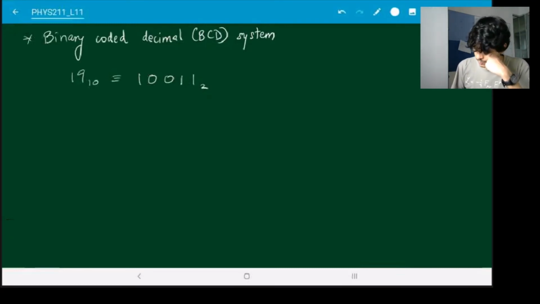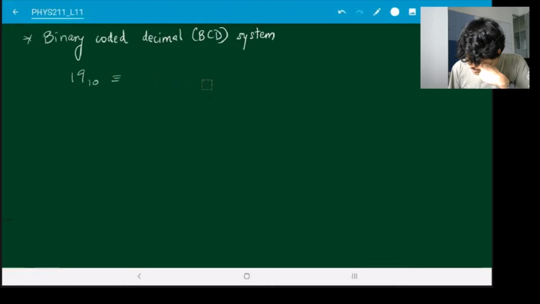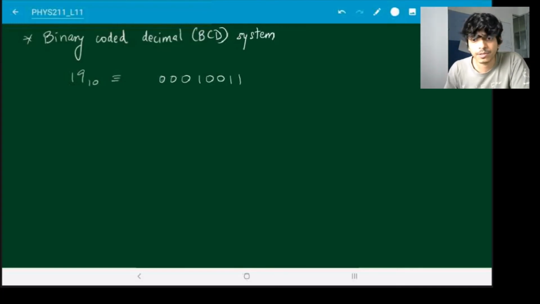Or if you allow me, I will break these into 16, 8, 4, 2, 1, and I'm just going to put some zeros in front of it because that shouldn't really matter, right? Basically what I'm trying to do is make 8 digits, 4 and 4.